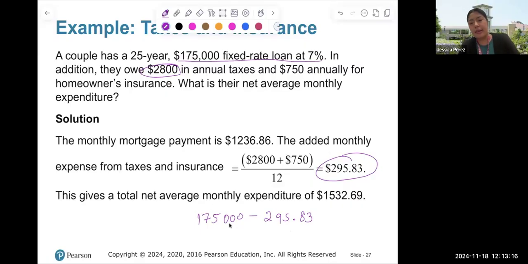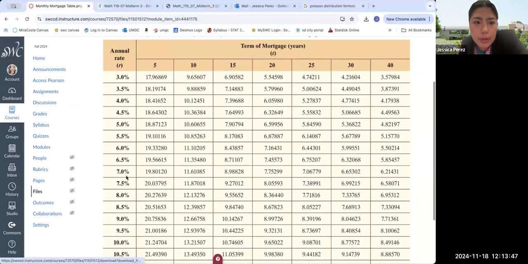Okay, so for example, this was a 7% annual rate within 25 years. So we're going to look at our table again. So there's our table. We're looking at 7% annual, 25 years.